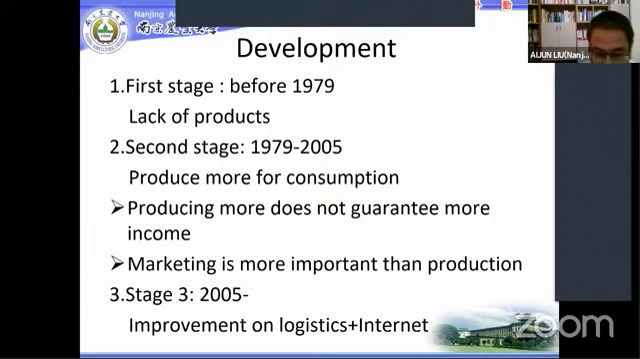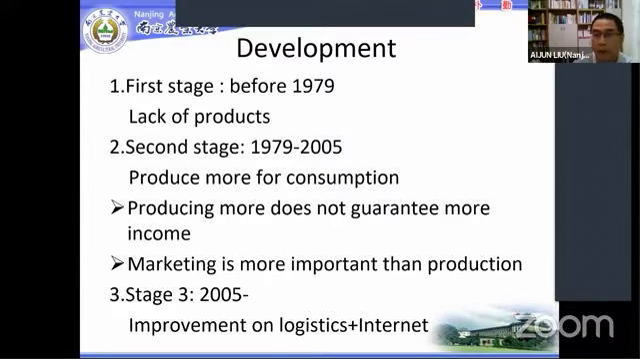And from 2005, there was also a big change, and we focused more on logistics, distribution and the internet market. People found that if you want to make good money, it is not only about marketing, but also about how you can reduce your cost. So people are thinking, how can I reduce the cost through logistics management, and reduce the transaction cost through the internet. So these are the three stages of development.